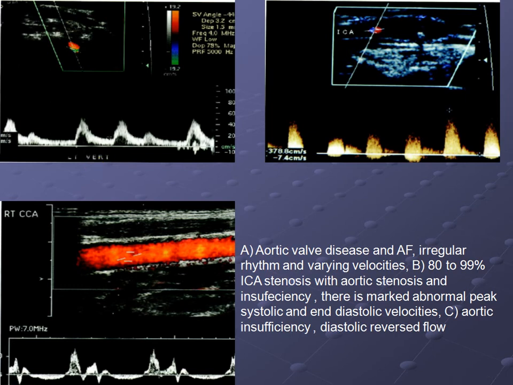There is marked abnormal peak systolic and diastolic velocity. Also, the B here, there is up to 99% ICA stenosis with aortic stenosis. Tamam? Okay. Also at the C image, there is an aortic insufficiency resulting in a diastolic reversed flow. So cardiac disease can affect the Doppler reading. Arrhythmias, insufficiency, and stenosis. Okay?